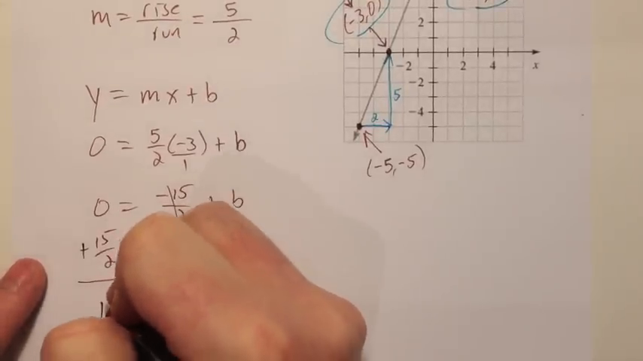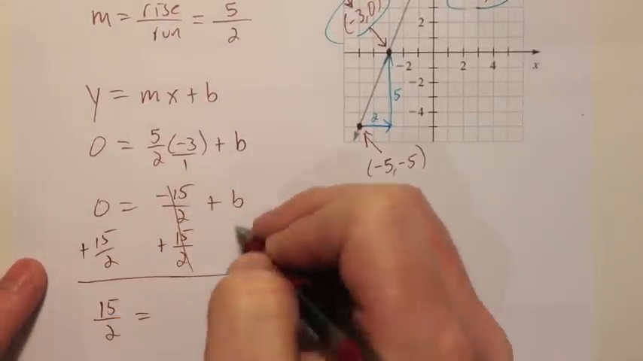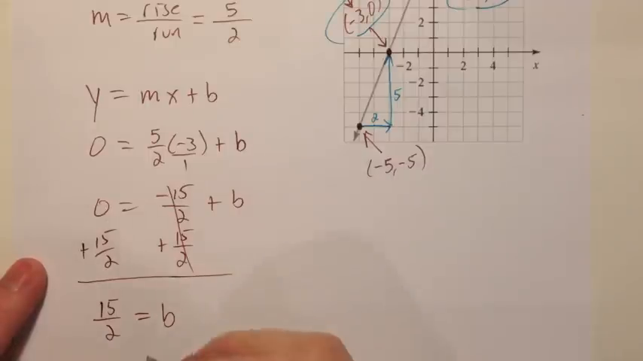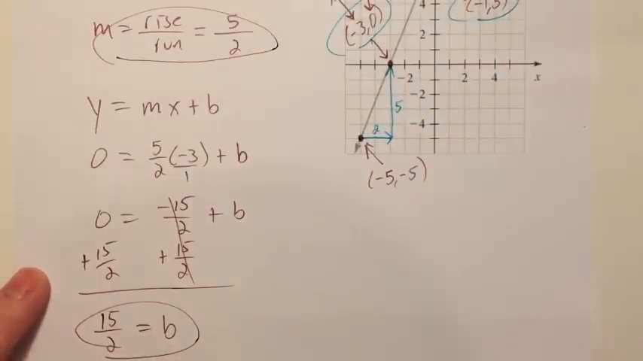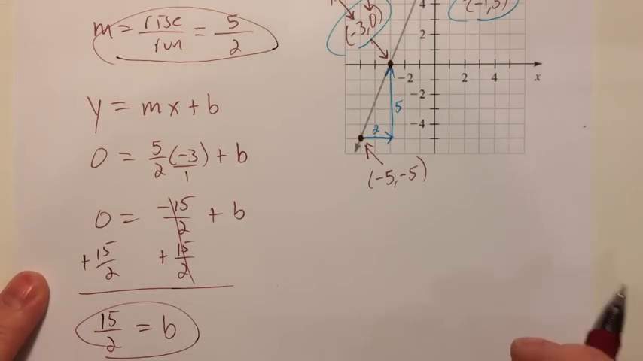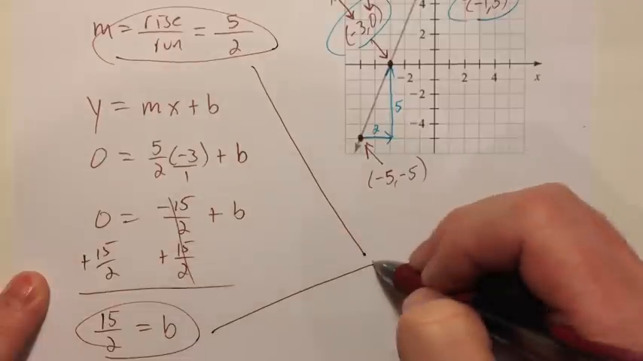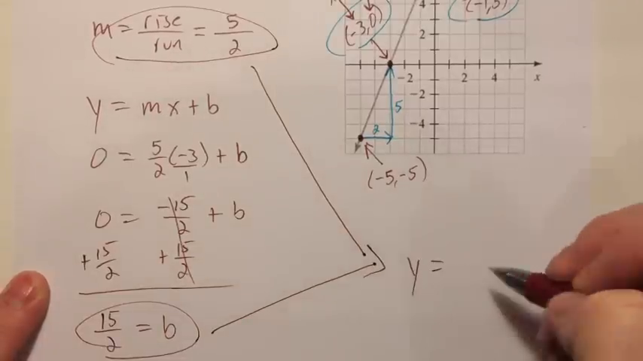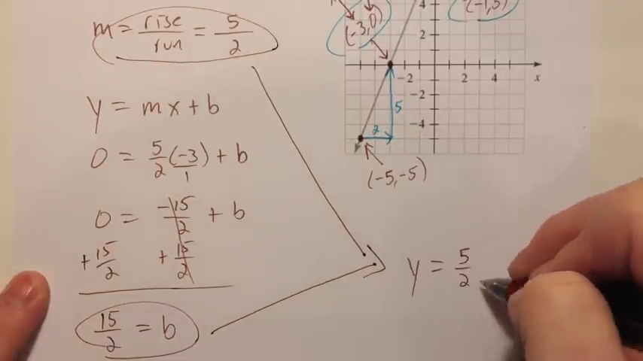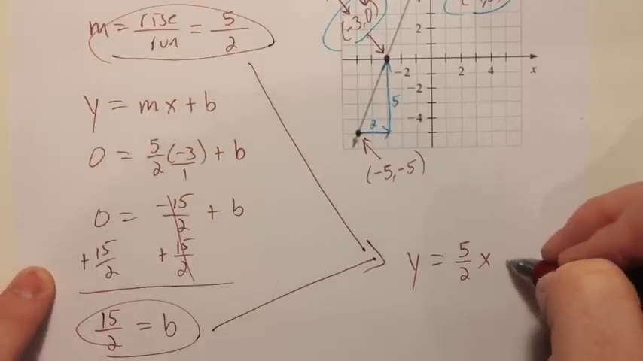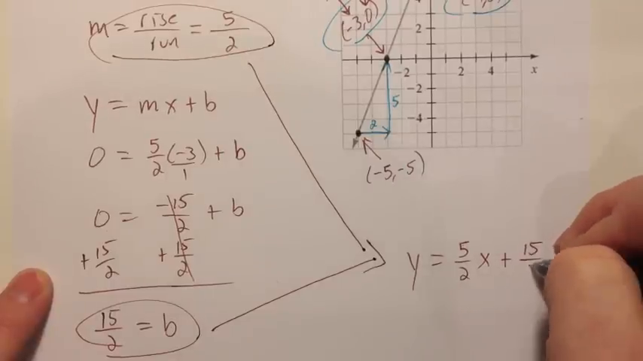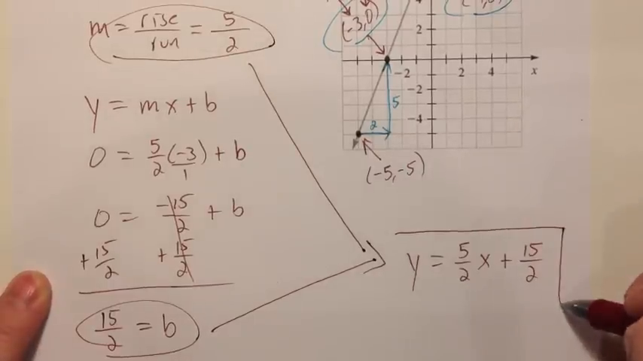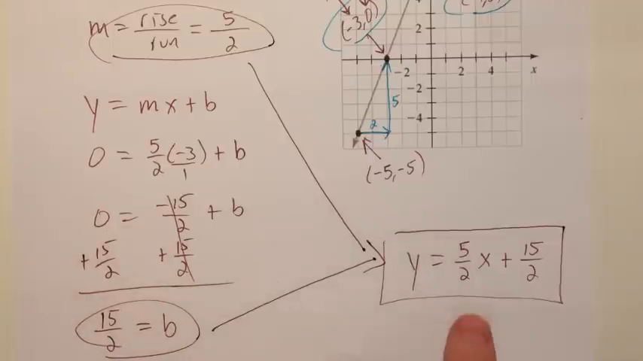So on the left, we have 15 over 2. And on the right, we have b. So we know b right here. We have our slope right here. And we want to put those two together to get the equation. So y equals m, 5 halves, times x, plus b. We finally got a positive for our intercept there, so plus 15 halves. So there's the equation with the m plugged in and the b plugged in.